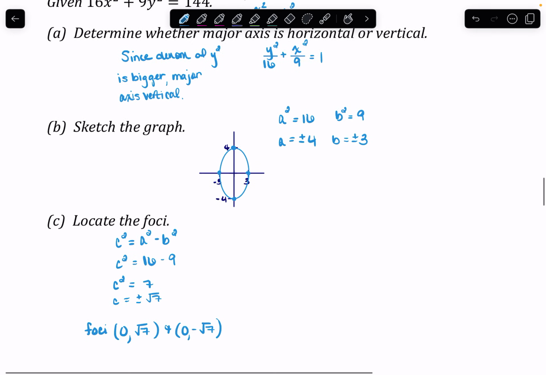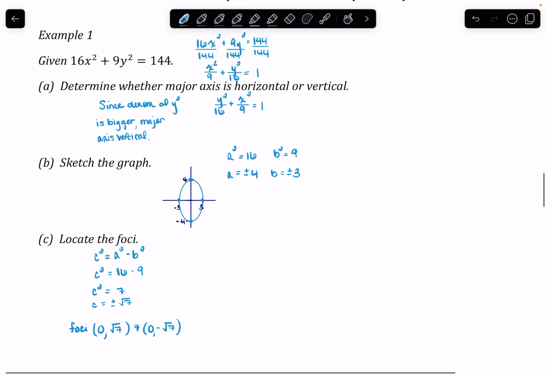Try to get it all up there. Almost. There we go. All right, next one.